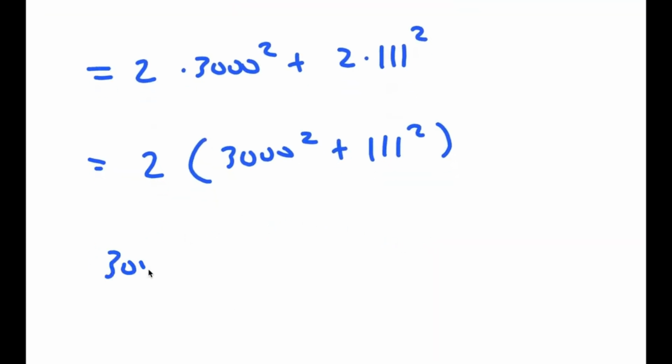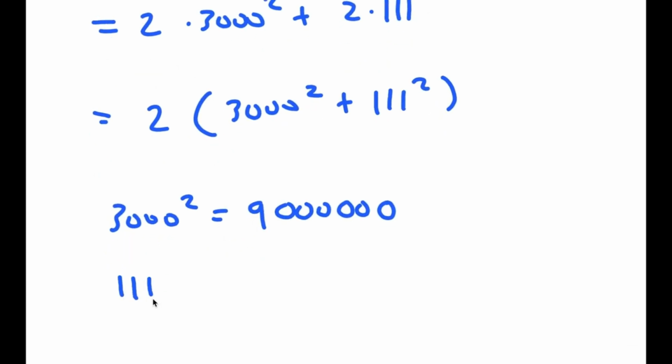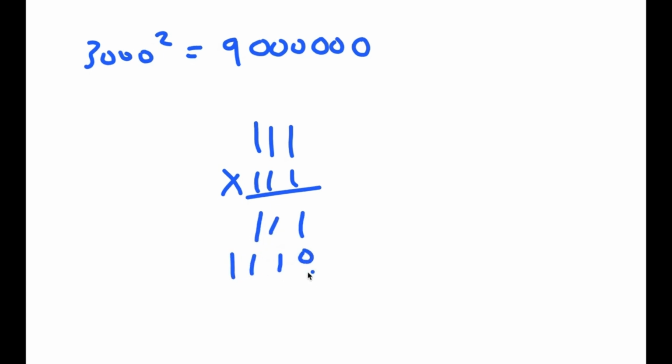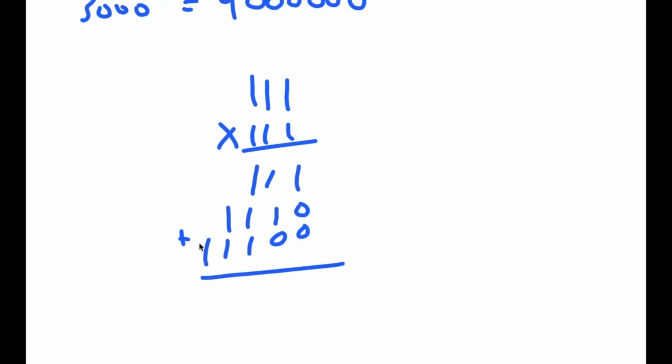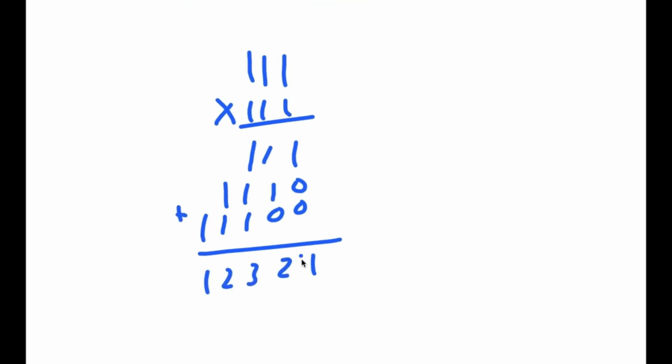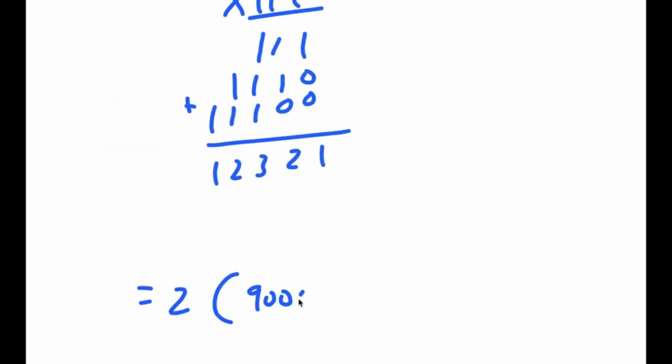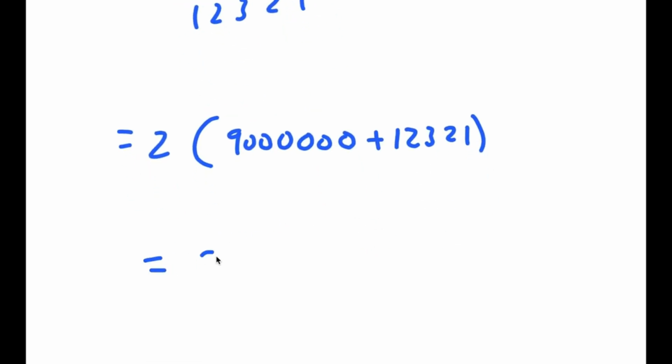Now 3,000 squared is equal to 9 million. And 111 squared, we can actually solve this right here. 111 times 111 is 12,321. So I have 2 times 9 million plus 12,321, which is just 2 times 9,012,321.